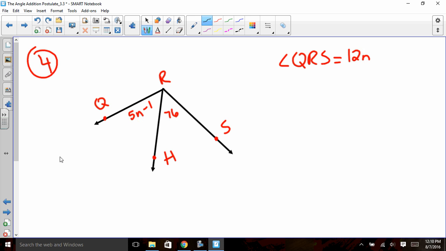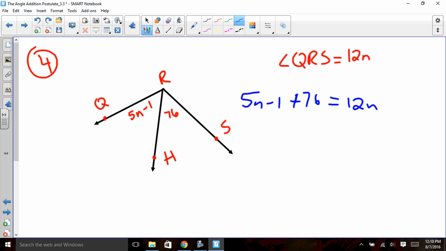All right, let's go ahead and take a look at number 4. We're going to start this problem just like we had started all the other ones. We're going to add up my pieces and set it equal to my total. Well, my first piece is 5n minus 1. My second piece is 76. And my total is 12n.